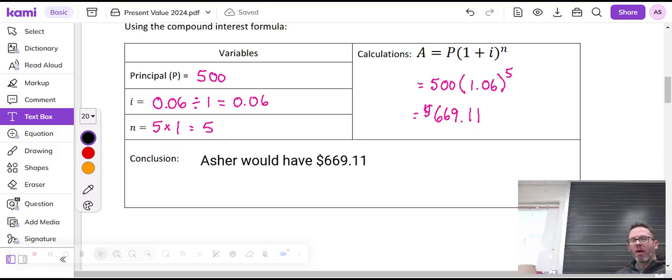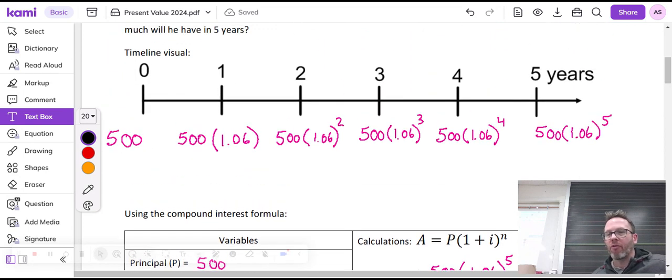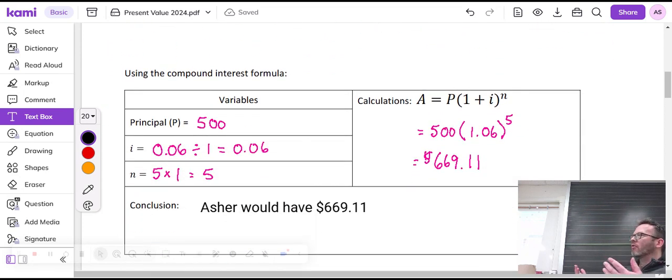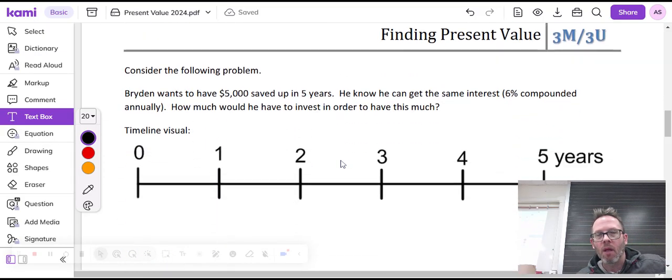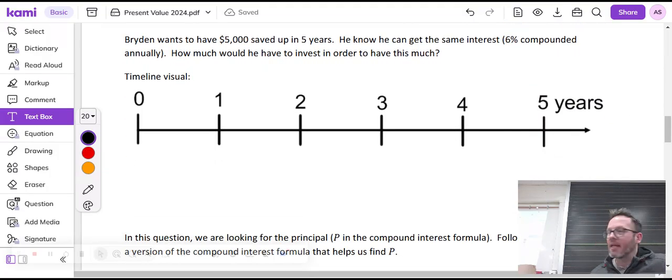So again, we should all be quite comfortable doing questions like these. We've visualized with the timeline, but here's where I'm going to pose a new kind of problem to you guys. So here we go. Let's say instead, Bryden, so he doesn't have a certain amount of money that he's going to invest and have saved up. He wants to have $5,000 saved up in 5 years. How much would he have to invest now to have that much? So it's a bit of a different problem. The timeline looks a bit different.